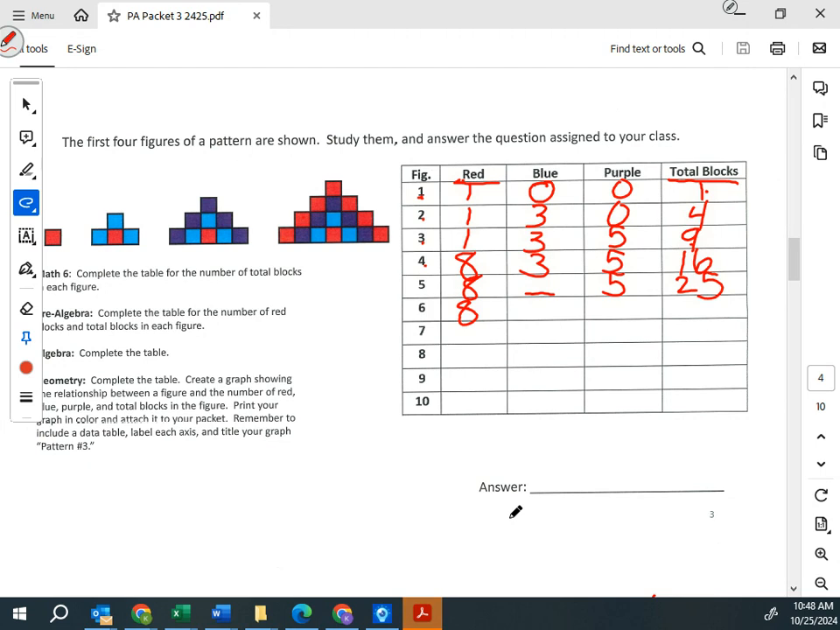Is there a math way to do just the reds without having to do the blues and purples? Sure there is. Me personally, I just filled in the whole table because it was easier. I went the easy route. If you can look and see how to figure out how many reds there's going to be in the 7th figure, go for it, but don't guess. Don't say, well, we went from 1 to 8 and that was a plus 7, so I'm going to add 7. That's not the right answer, I'll tell you that right now.